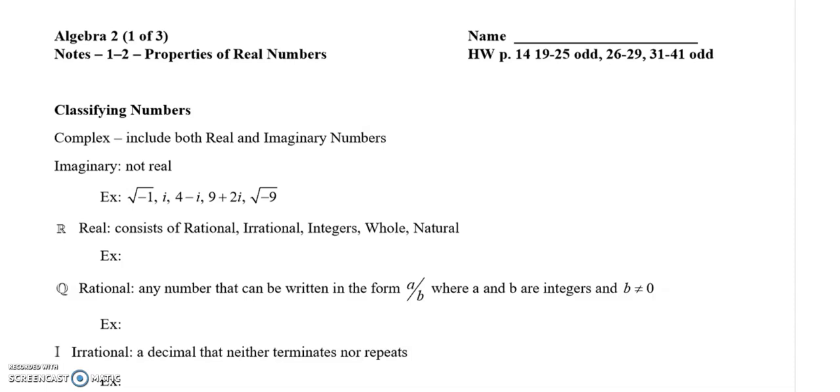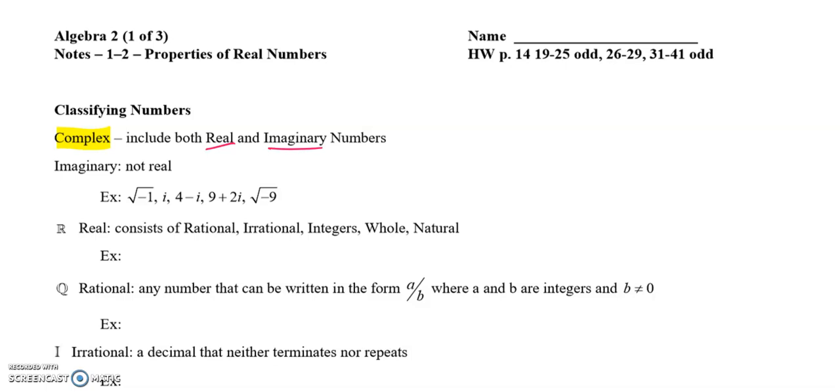Okay, so first thing we're going to talk about is classifying numbers. We have different kinds of numbers. The first one and the biggest group being complex. Complex numbers include both the real and the imaginary numbers. Right now, the only numbers that you've dealt with are real. A little later on this semester, we will start bringing in the imaginary numbers.